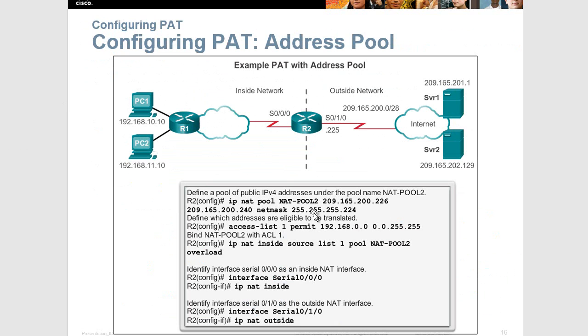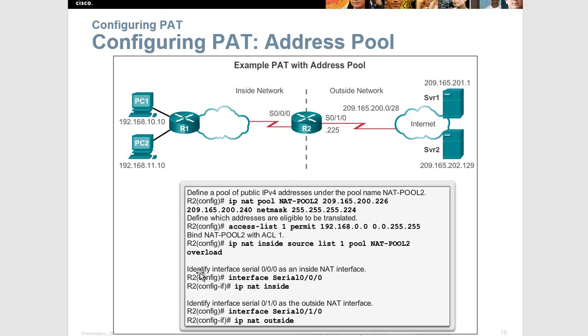Okay, so you'd have your IP NAT pool. We just call it NAT pool 2 here. And you give the range 209.165.200.226 through 240, net mask, whatever the subnet mask is. They created an access list that would permit this network to use addresses from that pool. And then we would do the IP NAT inside source list 1, the access list 1, and the pool would be NAT pool 2. We don't do the overload for this part just yet.